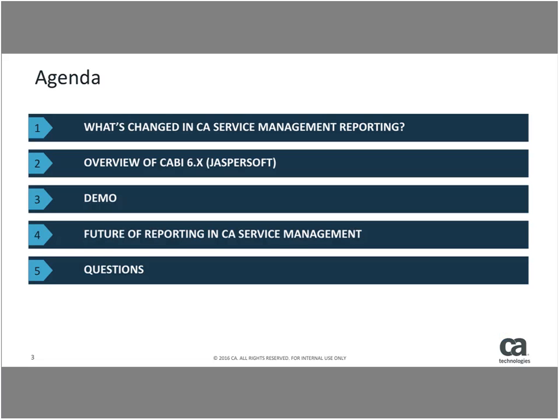Thank you, Jim, and welcome everyone to this webcast. Today we'll be covering what has changed in CA Service Management reporting. Most of you would already be aware of the change, so we will quickly recap it. We'll do an overview of CABI 6.x, specifically the 6.2 version that we released in June last year. We have a nice demo, a condensed version of a lot of things in Jaspersoft, that Amy is going to do today. Then we'll talk about the future of reporting in CA Service Management, what's coming in the 17.0 release in a couple of weeks, and what we are working on from a reporting perspective in the solution, and then we'll open for Q&A.